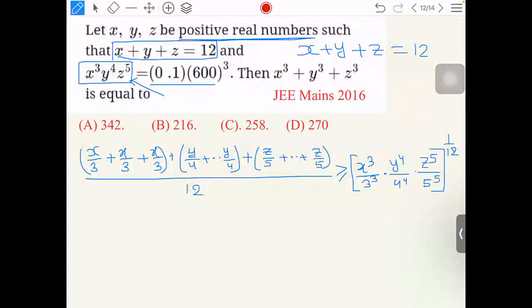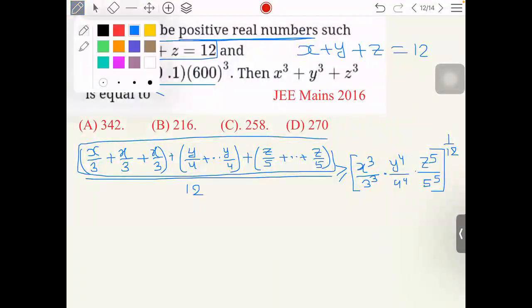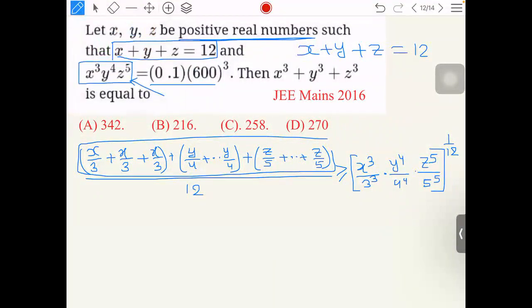We know that this summation is 12. x plus y plus z is 12. So 12 by 12 is 1. So what can we write?